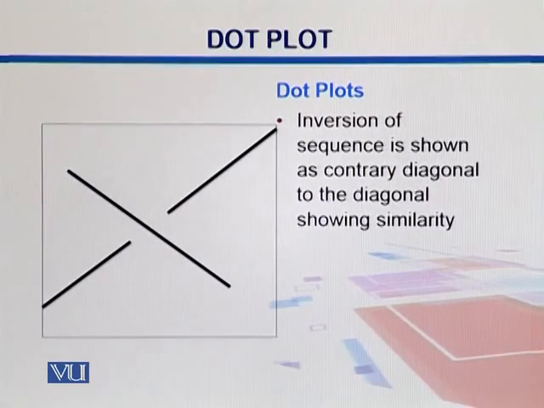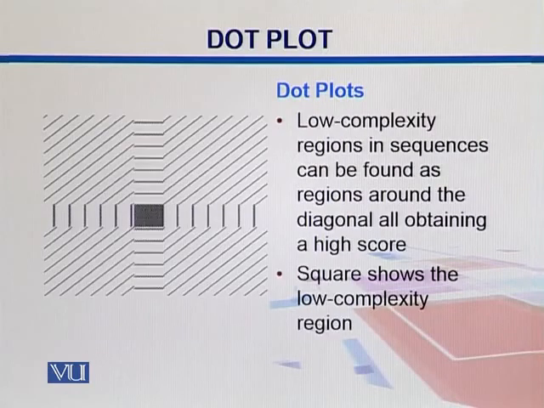Here is how inversions look. If something is inverted, then in one strand it is in the X to Y direction, and in the other it is flipped around. This is how they look. These sequences are shown contrary to the diagonals, showing the similarity. Low complexity regions can be found as the regions around the diagonal, all obtaining a high score. So a square shows a low complexity region. These are regions where we are not sure what's going on, and they look like this.